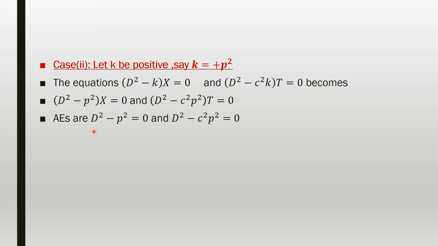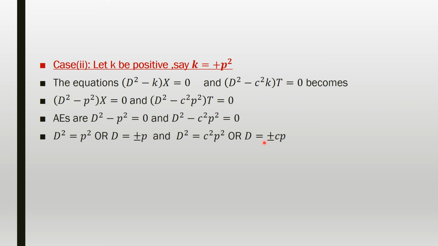Now, the auxiliary equations are: for the first differential equation, D square minus p square equal to 0, and for the second differential equation, D square minus c square p square equal to 0. That means D square equal to p square, or D is equal to plus or minus p. This is the solution for the auxiliary equation of the first differential equation. Now D square equal to c square p square, or D is equal to plus or minus cp. This is the solution for the auxiliary equation of the second differential equation.